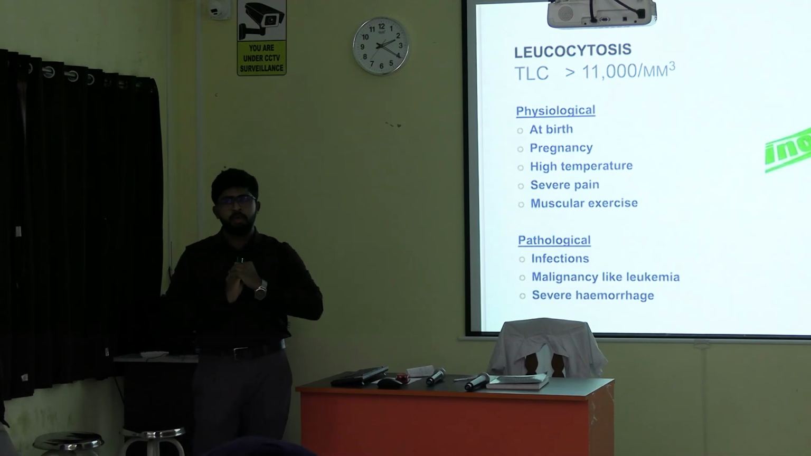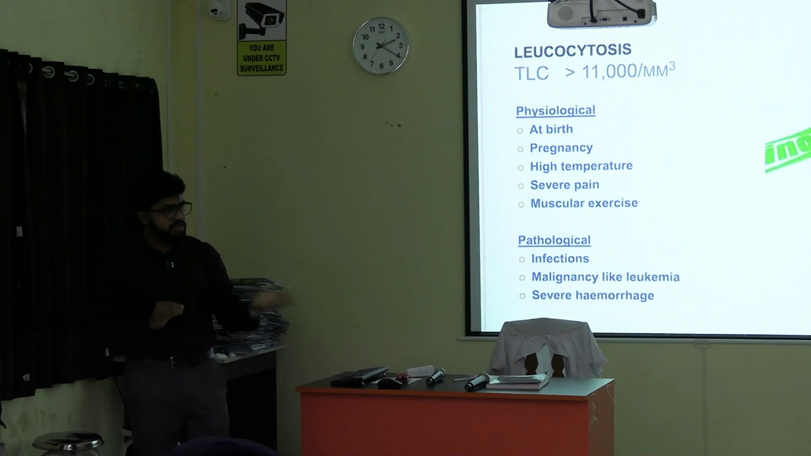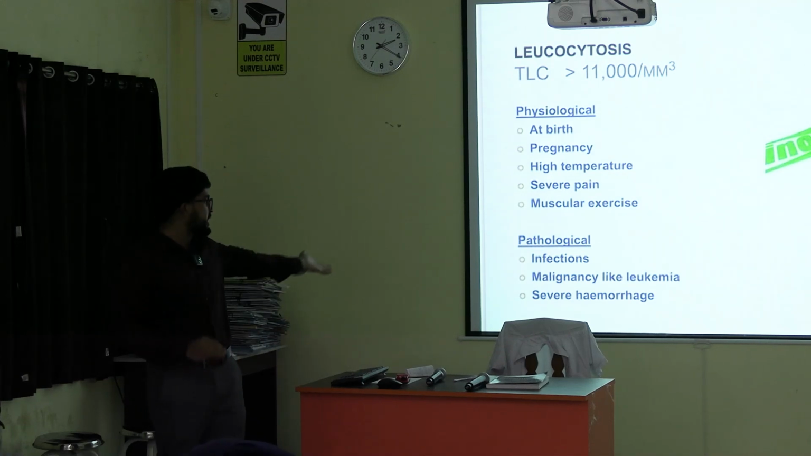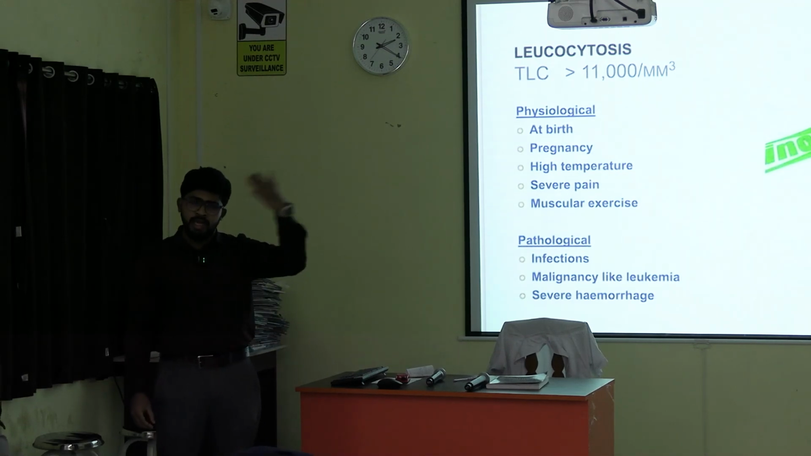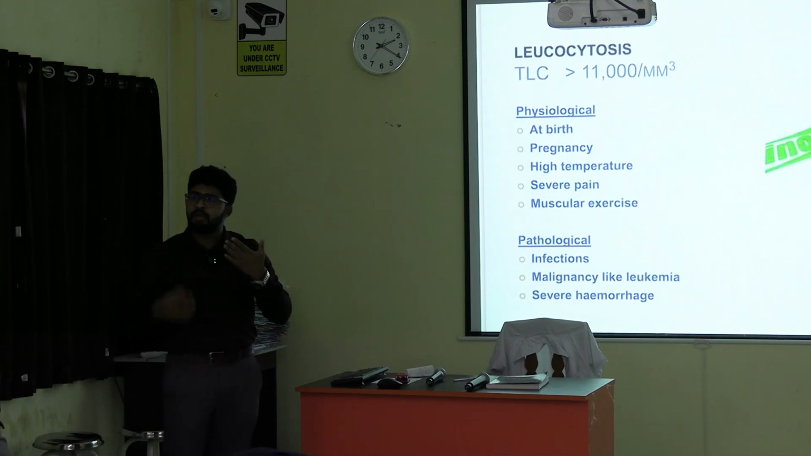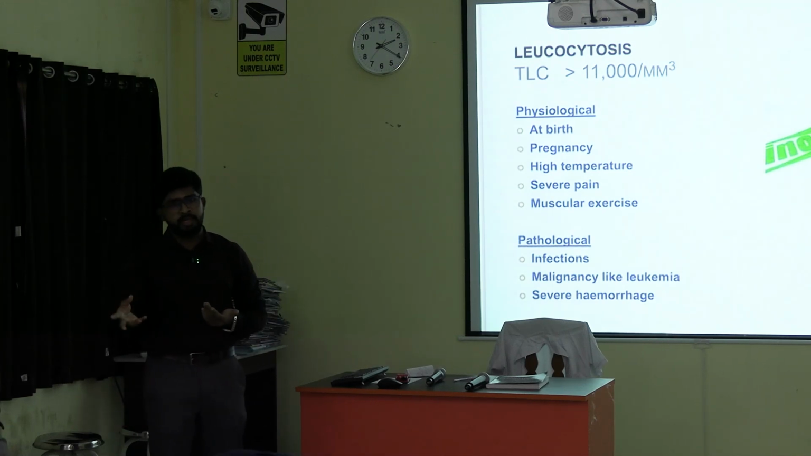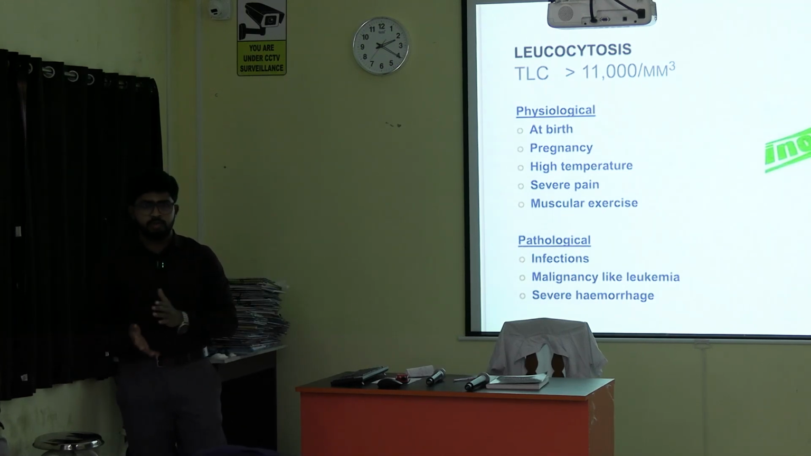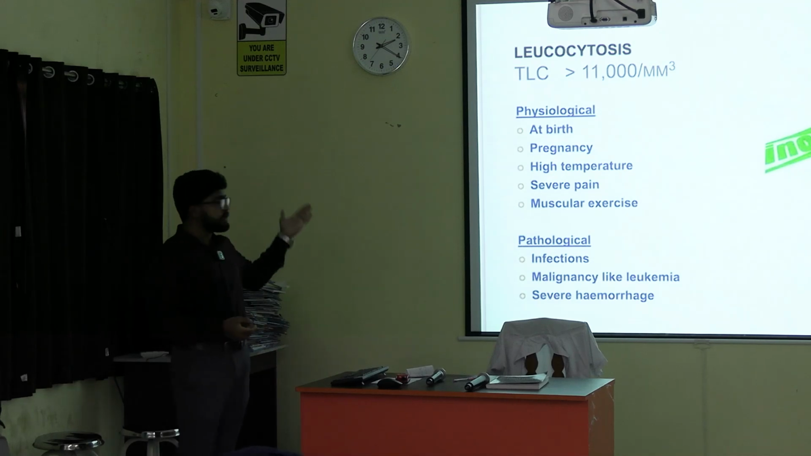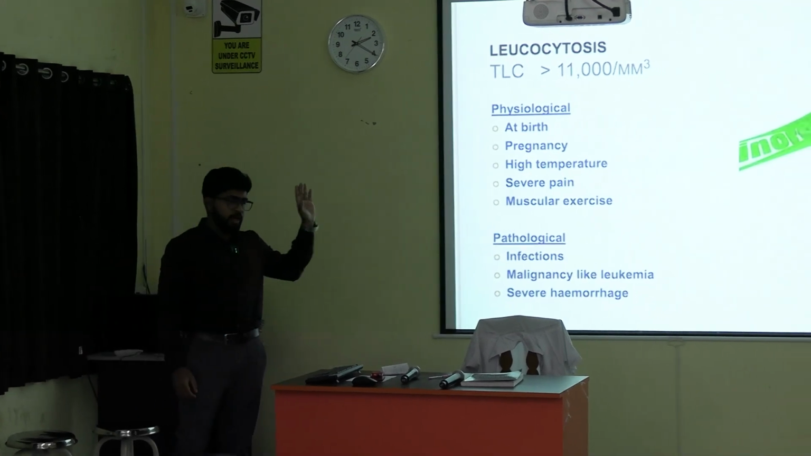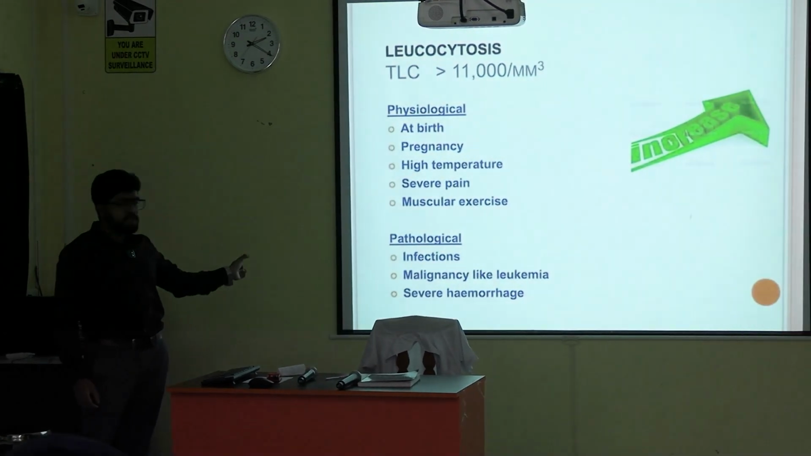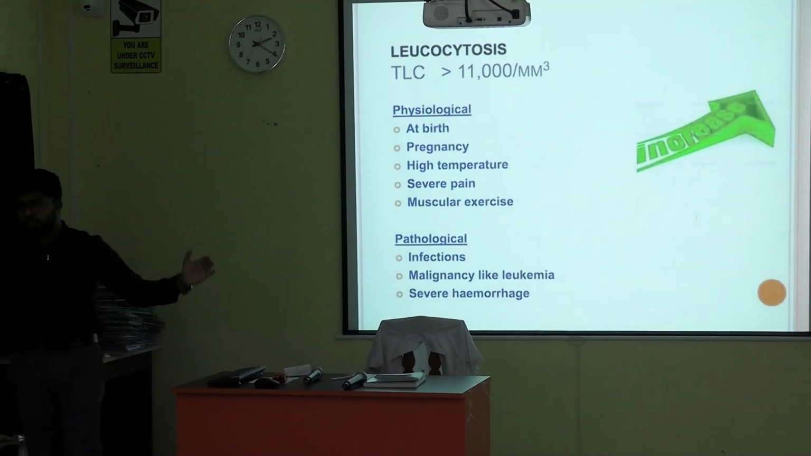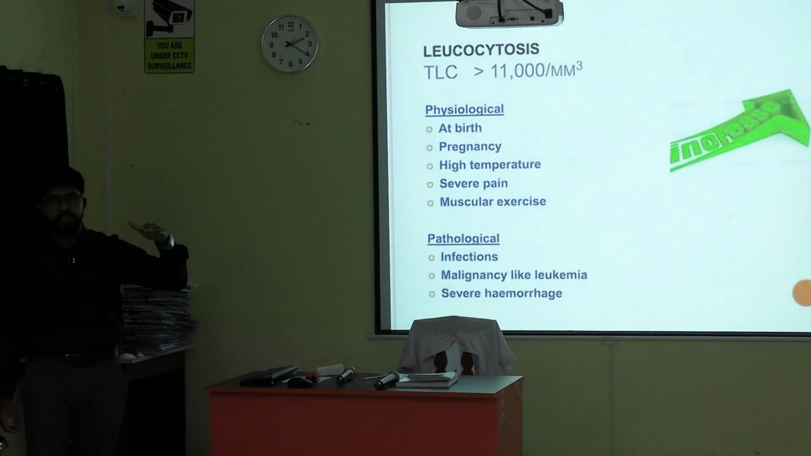This hyperactive bone marrow basically does what? It increases the level of RBCs to compensate for severe hemorrhage, and in that case there is also an increased amount of WBCs because of the hyperactive bone marrow, that is the white bone marrow also. Okay. So there is leukocytosis in case of infections, malignancy like leukemia and severe hemorrhage. Okay, this comes under the pathological classification.